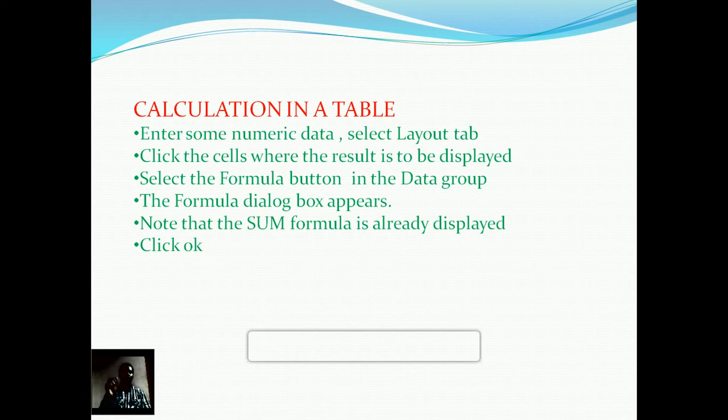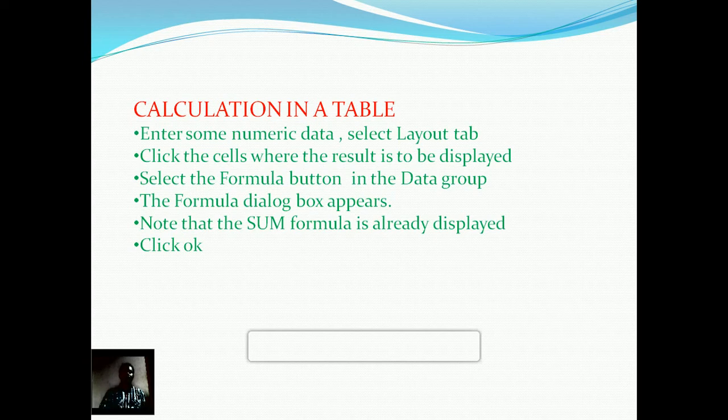The Layout tab we have already selected. Then from that Layout tab we select the Data group. From the Data group you select the option Formula. It is the last button or option available in the Data group of the Layout tab. Now by clicking the Formula button, it will display a dialog box. That box is called the Formula dialog box. When the Formula dialog box appears, note that the sum formula is already displayed. So when we click the Formula button in the particular cell, it will automatically display the sum function.